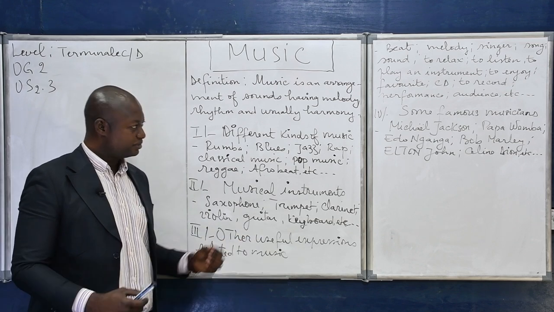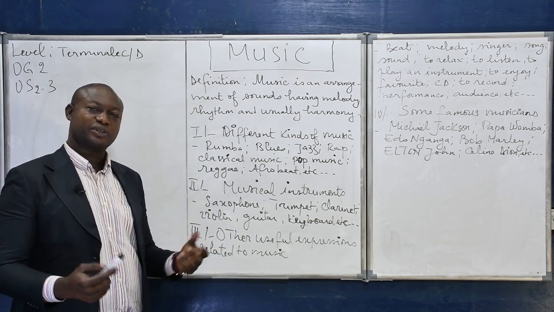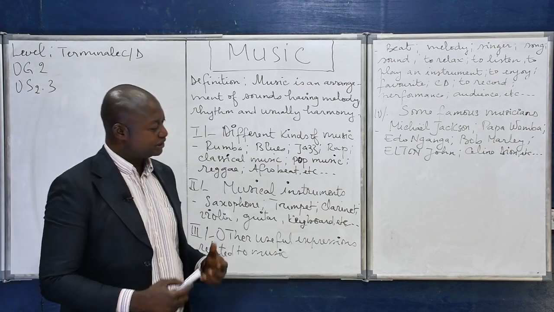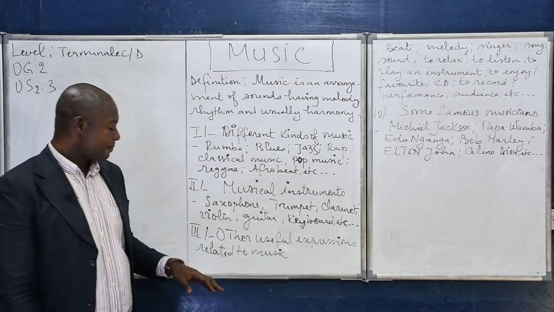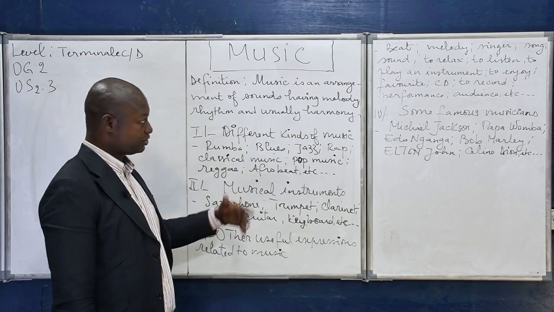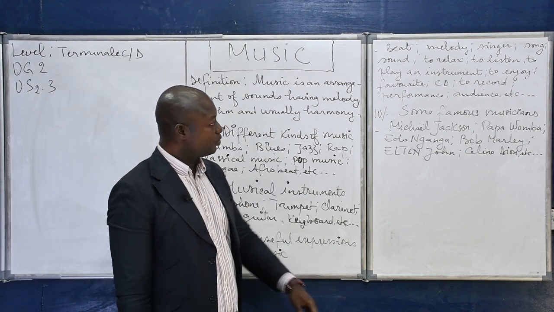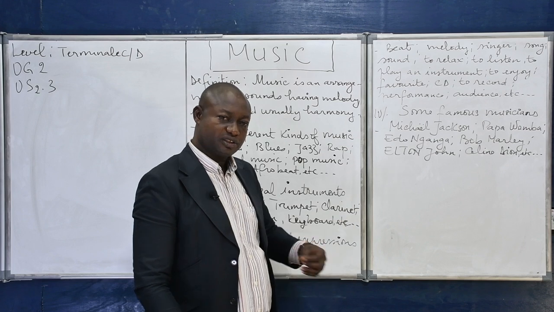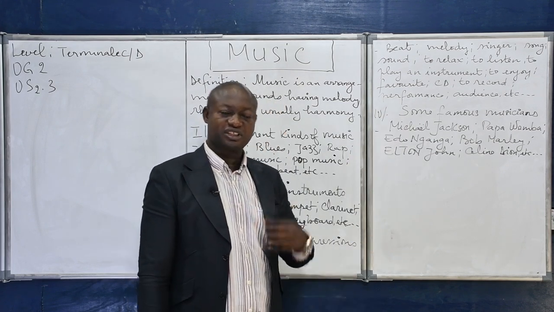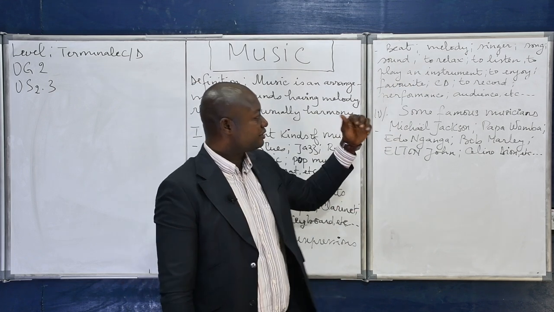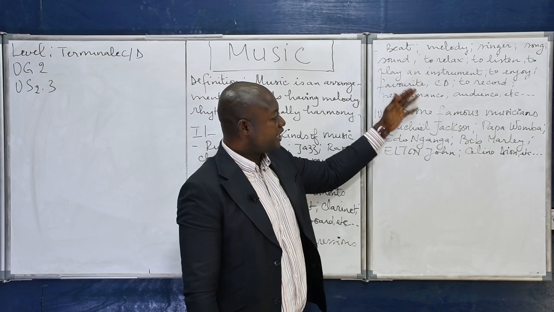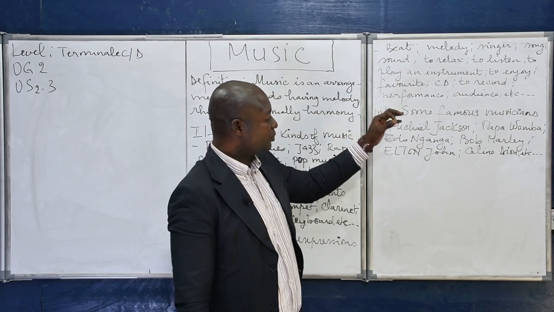Alors, pour parler de la musique, nous avons besoin aussi de quelques expressions qui vont donc nous aider à construire notre vocabulaire. We have other useful expressions related to music. Okay, we can quote beats. Beats, c'est le ton. We have melody, singer, song, sound, relax, to listen, to play an instrument, to enjoy.